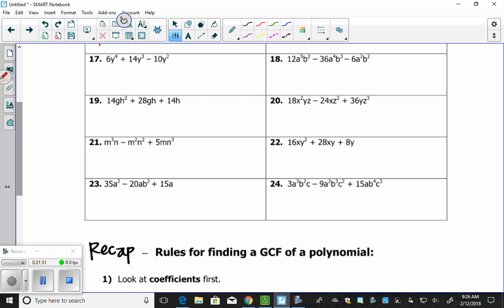All right, 6, 14, and 10. What's the biggest number that will go in all three? It's 2. How many y's do they have in common? 2. Okay. 6 divided by 2 is... y to the 4th divided by y squared is... y squared.